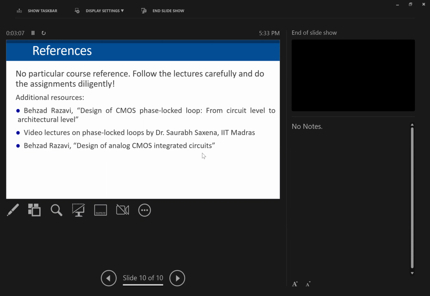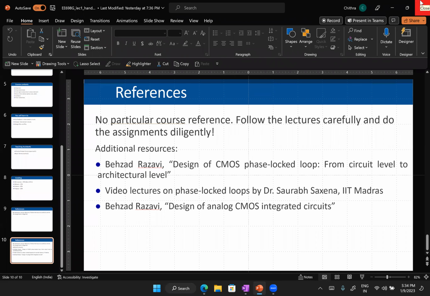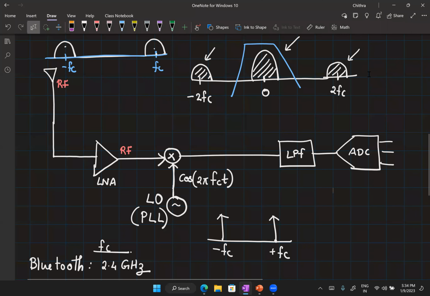There are also lectures by Dr. Saurabh Saxena from IIT Madras. These lectures are on phase-locked loops and they are available online. So if you are interested to learn more, these are the 3 resources I would recommend. So any questions on the overall course or the grading or references? Okay, so then let's start with some basics.